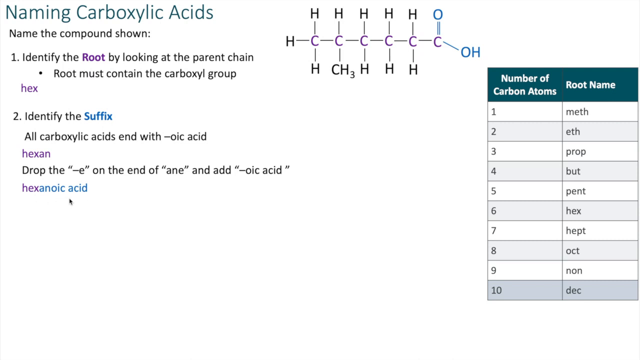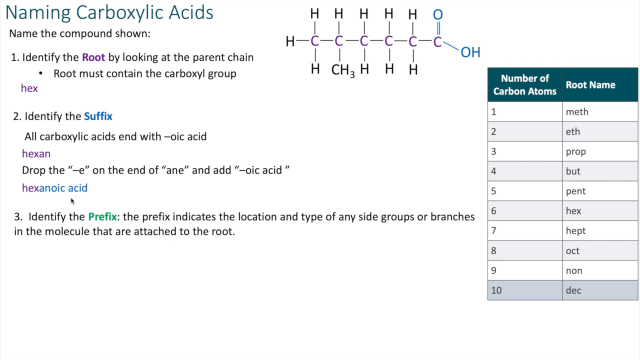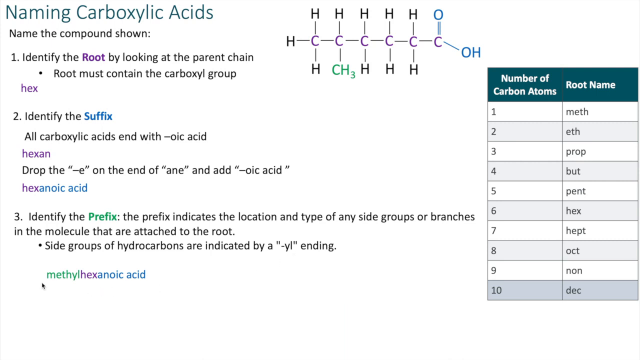So now that we have that identified, we move on to the prefixes. And in this case, we see that we have a methyl group attached right here. A methyl group is attached to the parent chain, and since it's a 1 carbon side chain, it's a methyl group. We have meth, add the YL ending, so now we have methyl hexanoic acid.